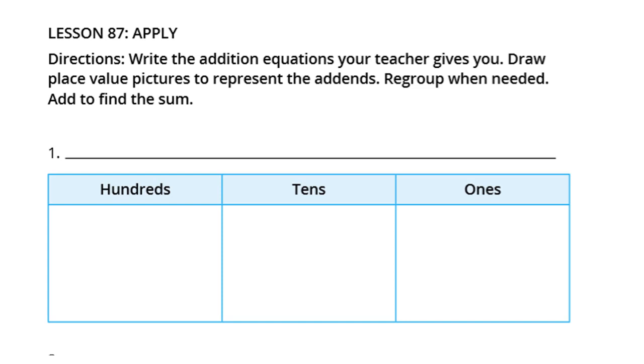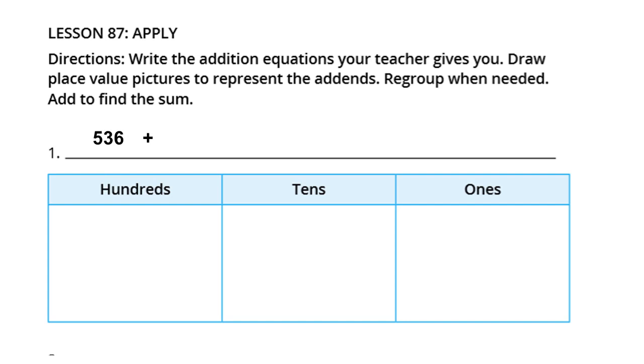Write the addition equation your teacher gives you. Draw a place value picture to represent the addends. Regroup when you need to, to find the sum. This is our place value math. Start with the ones, tens, and hundreds. Let's start our problem.